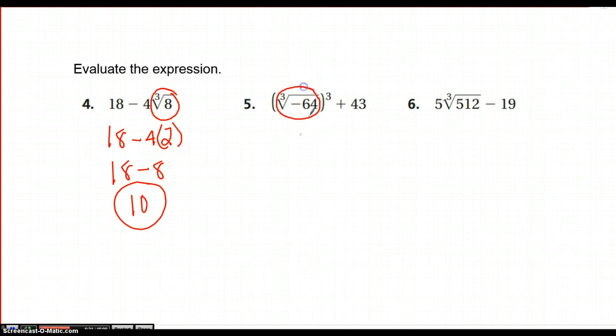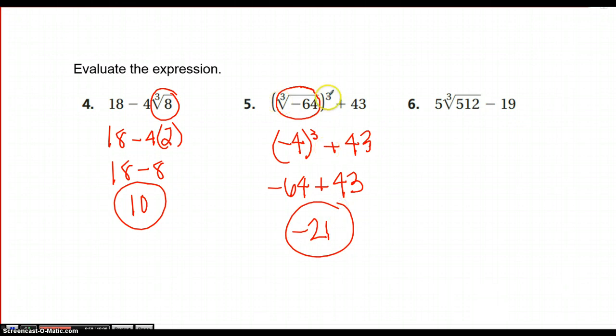The cube root of negative 64 is negative 4. And then you have to cube that plus 43. Negative 4 cubed is negative 64 plus 43. And that is negative 21.